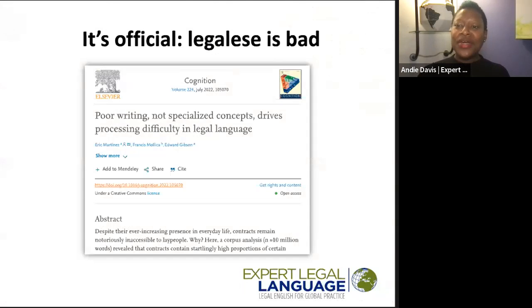Second. In case you're not yet quite convinced of the problem, I want you to know, my friends, that science has now concluded officially that legalese is bad. We wrote about this in a recent blog post on our website, and I've linked to that blog post in the chat box. You can take a look at that. But for those of you who might have missed it, I'll just summarize. A team of researchers compared contract language to language drawn from newspaper articles and a variety of other everyday sources. And they found that contracts contained alarmingly high proportions of the kinds of problematic words and stylistic choices that we're going to be discussing today. It's a fascinating study, so I encourage you to read it if you haven't done so yet.